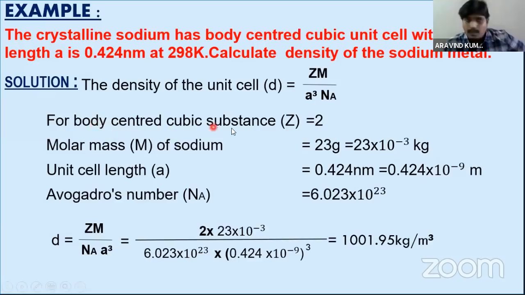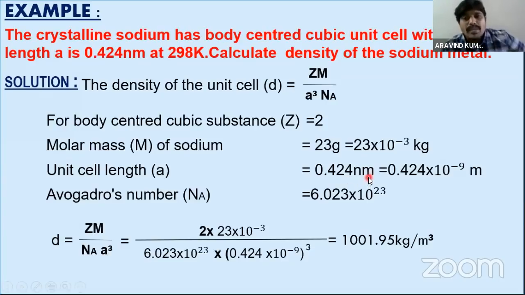Now, given it is a body-centered cube, you have to take Z value 2, and the molecular weight, or you can also call it the molar mass of sodium, is 23 grams. Now, I am converting this 23 grams into kg. 1 gram is equal to 10 to the power of minus 3 kg, no? The same thing, 23 grams converted into kg is 23 into 10 to the power of minus 3 kgs. Now, unit cell length A is given as 0.424 nanometers.